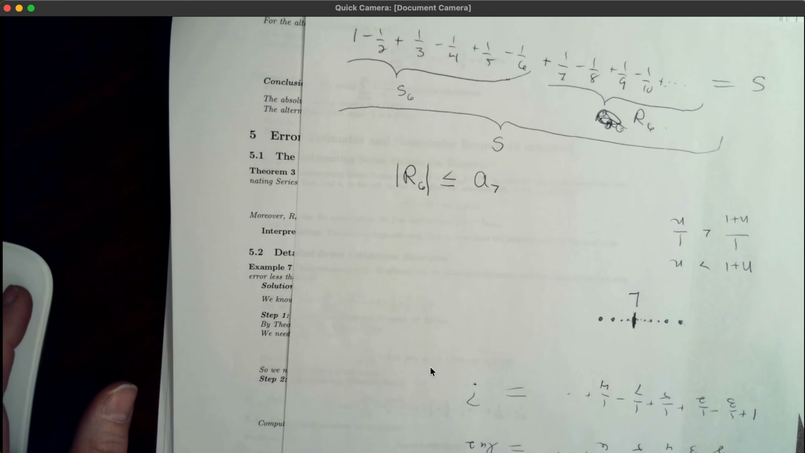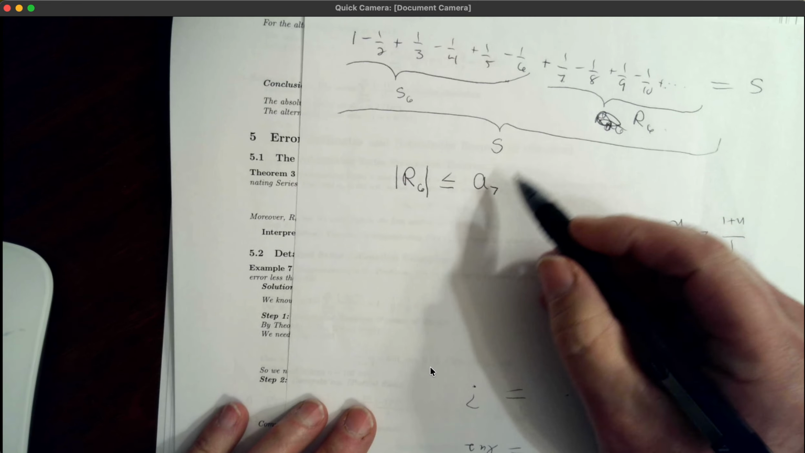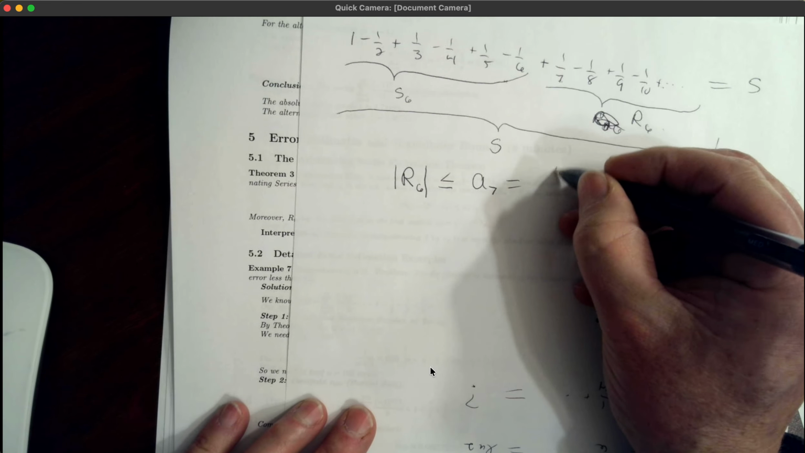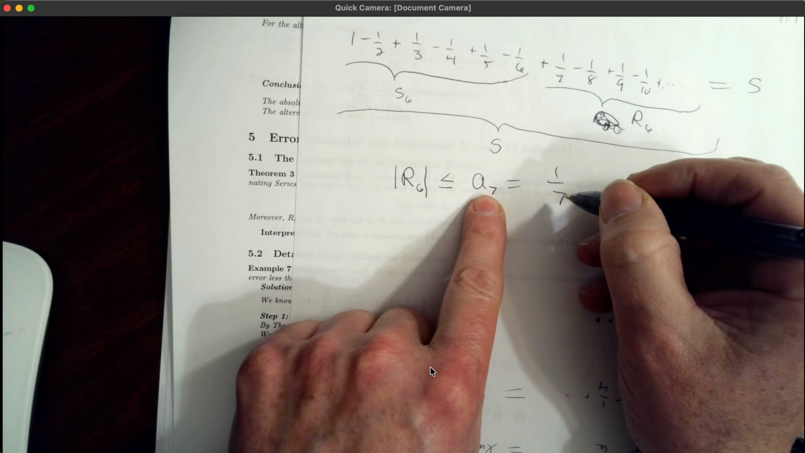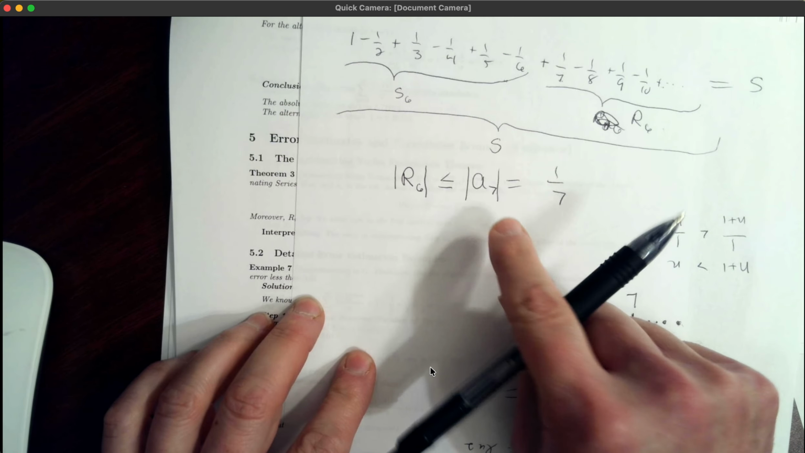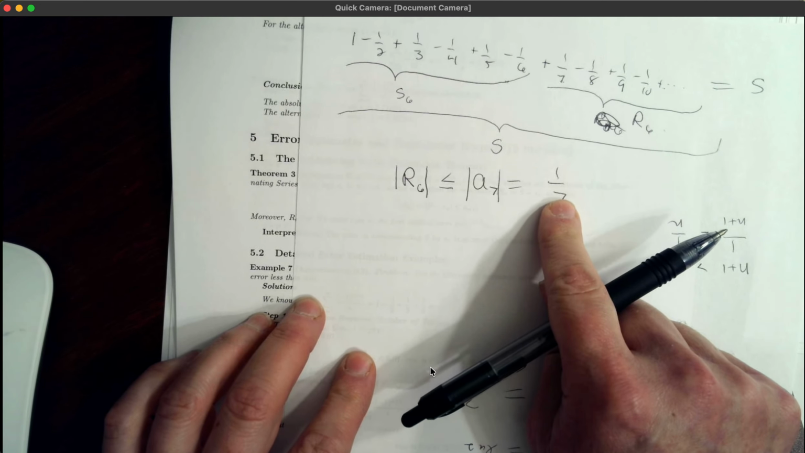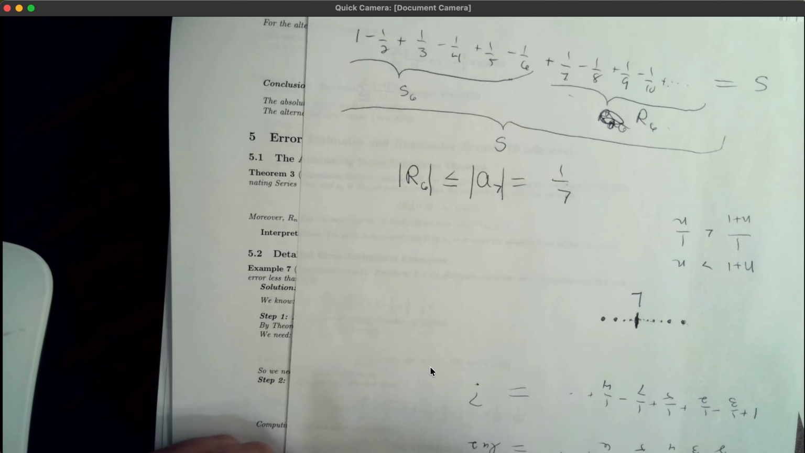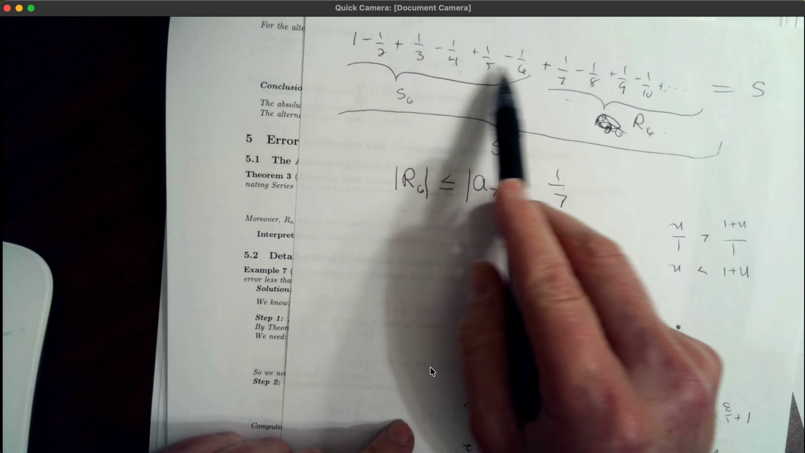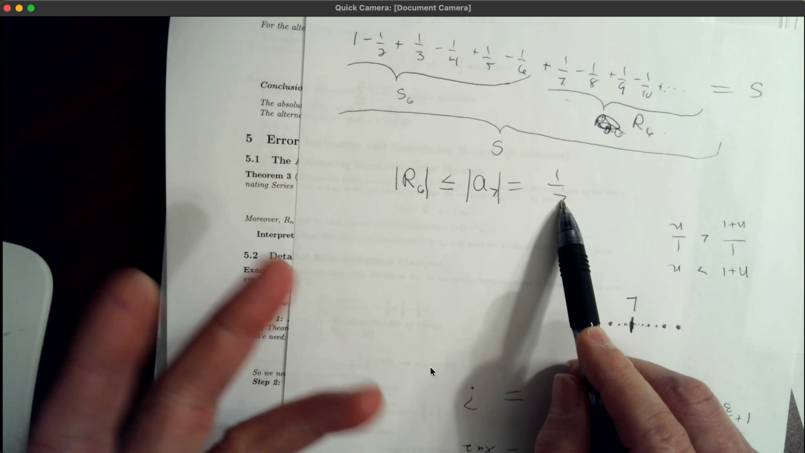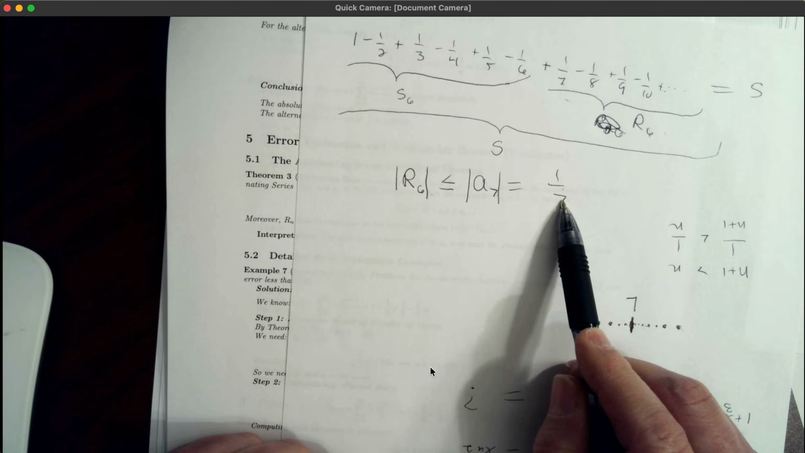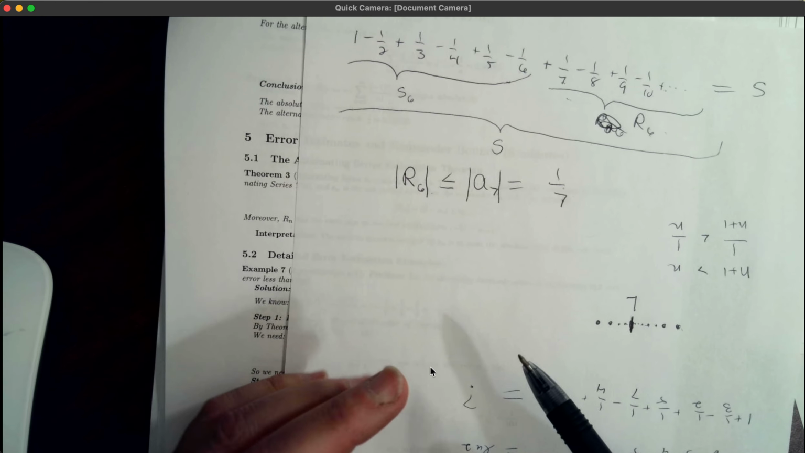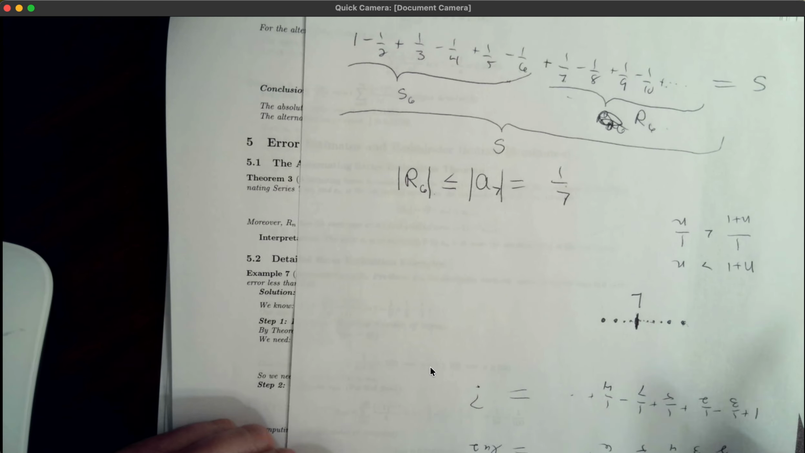All right, so what is the 7th term? Well, the 7th term is 1 over 7. That's the positive one, right? If you want to be safe, you could just put an absolute value here, but it's not necessary. So what that tells us is the error is smaller than 1 over 7. That's how good of an approximation you get if you only use the first 6 terms. 1 over 7 is like 0.14, so maybe not percent error, but 0.14 would be your error.